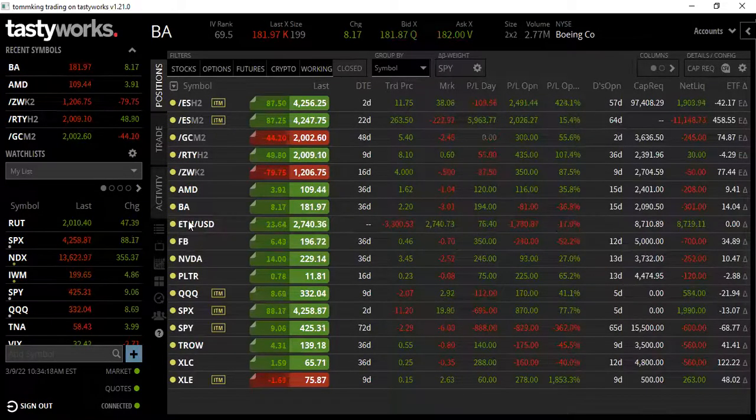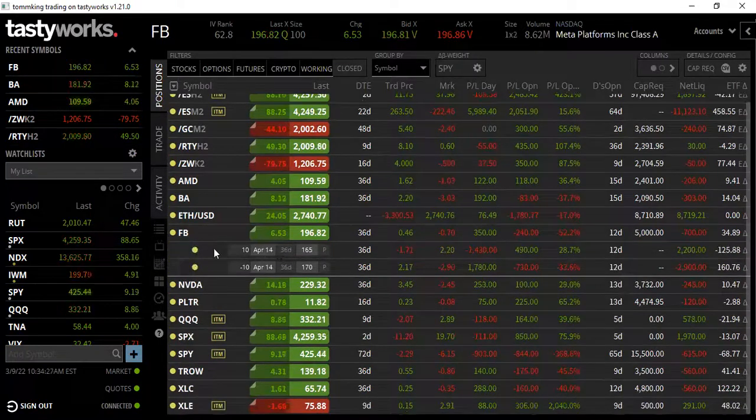Ethereum, we're down. It is what it is. Haven't added to it in a while. I think this is a good opportunity to start to add to some of that. You're seeing some pretty good moves on Bitcoin.